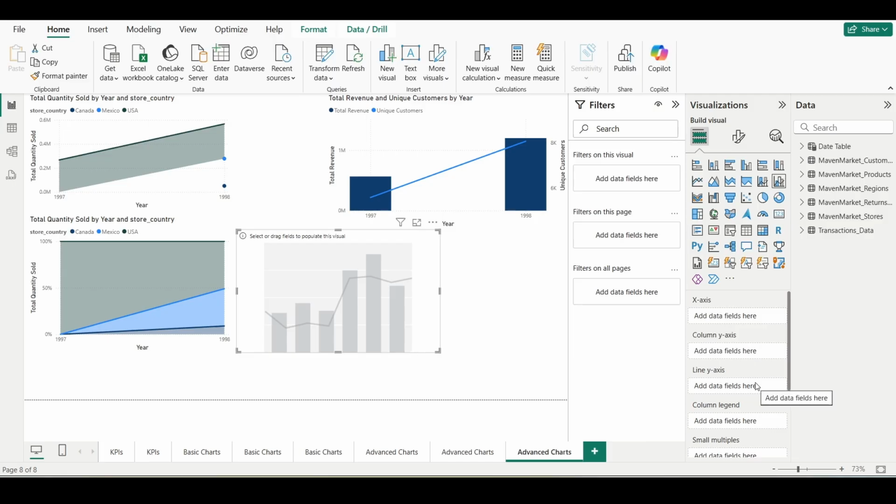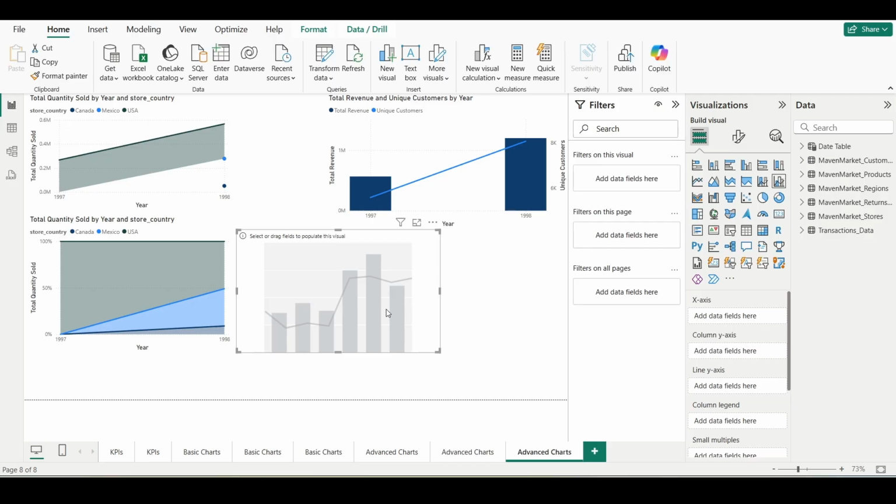Line y-axis. This axis is used to display the values for the line, allowing you to compare the line data with the column data on the same chart. It allows for visualizing two different types of data with potentially different scales on the same chart. Column legend. This element identifies which columns and lines represent which data series or categories, helping the viewer understand the chart's meaning. Okay, now the question is, when do we use a line and clustered column chart?